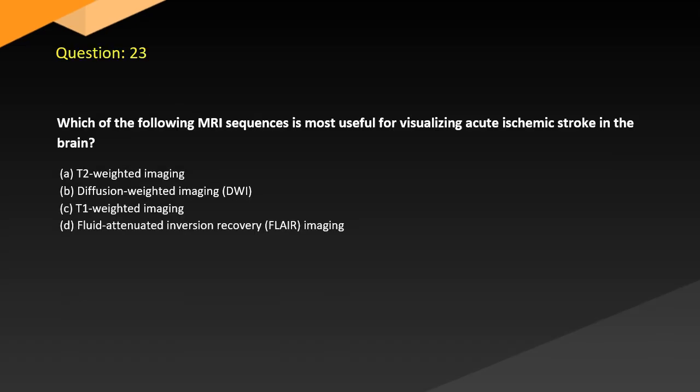Question 23. Which of the following MRI sequences is most useful for visualizing acute ischemic stroke in the brain? A. T1-weighted imaging. B. Diffusion-weighted imaging (DWI). C. T2-weighted imaging. D. Fluid attenuated inversion recovery (FLAIR) imaging.